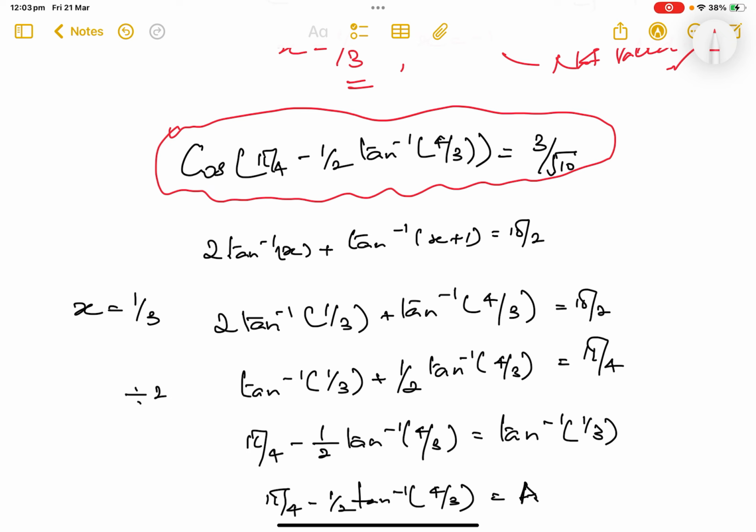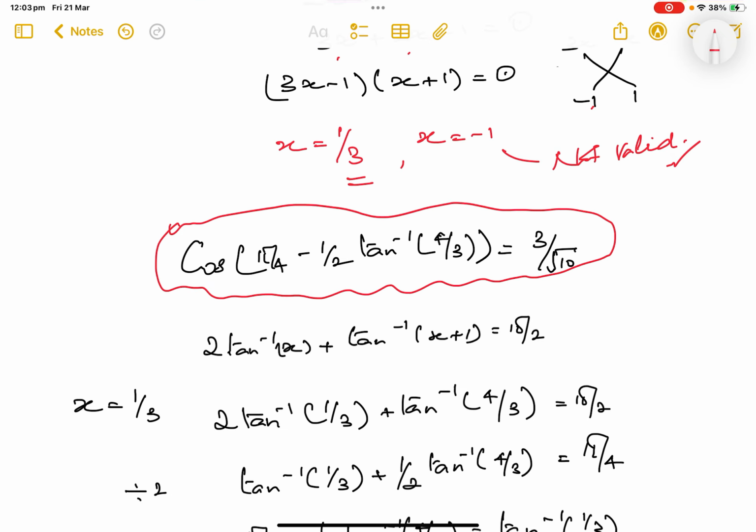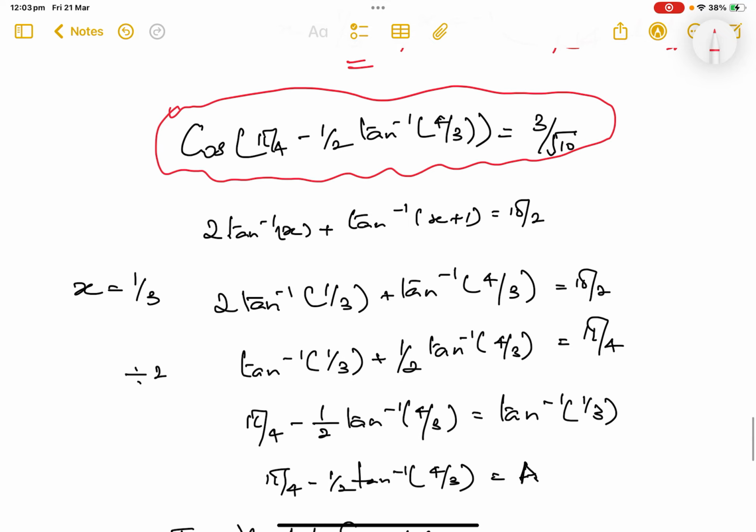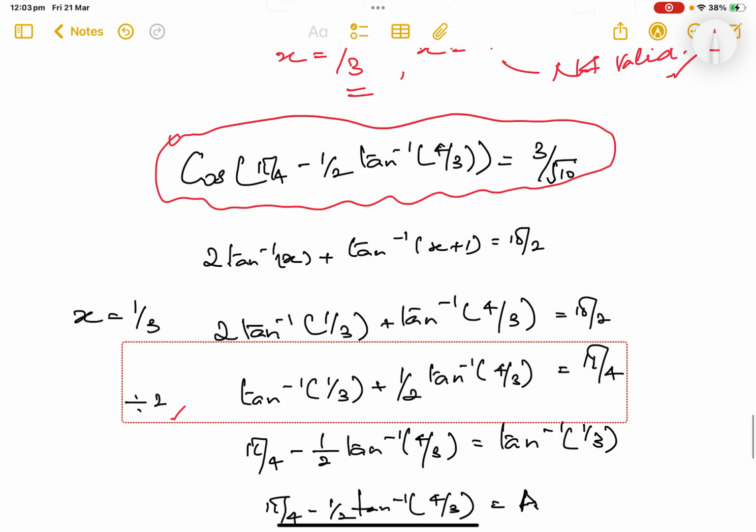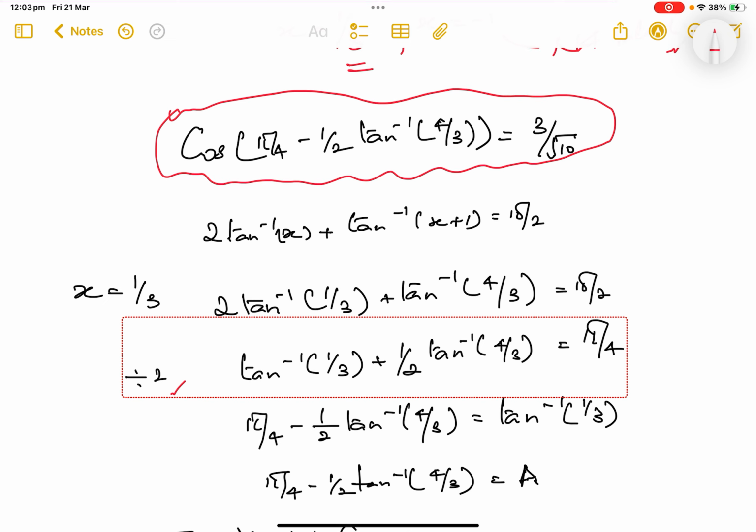If I substitute the value, because x is 1/3, we found it, so 2 tan inverse 1/3 plus tan inverse 4 over 3, since x plus 1 is 1/3 plus 1, which is 4 over 3, equals pi by 2. Then if I divide both sides by 2, that is tan inverse 1/3 plus half tan inverse 4 over 3 equals pi by 4, since pi by 2 divided by 2 is pi by 4. So simply bring that to one side, because we need to prove the cos value, and what is inside the cos is pi by 4.